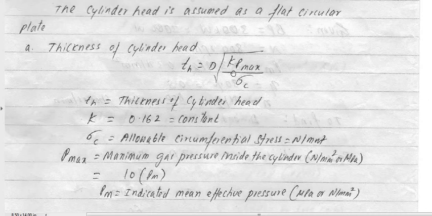P_max is the maximum gas pressure inside the cylinder in megapascal, or it can be taken as 10 times P_m, where P_m is the indicated mean effective pressure in MPa. We have seen this earlier in the design of the cylinder, where the formula is IP is equal to VP upon efficiency, where VP is equal to indicated mean effective pressure into length into area.